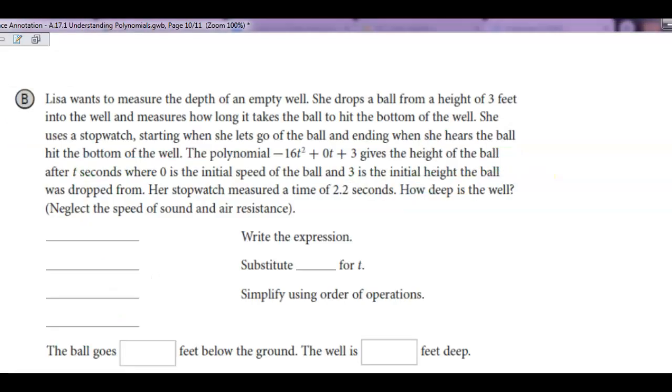Okay, Lisa wants to measure the depth of an emptied well. She drops a ball from the height of 3 feet into the well and measures how long it would take the ball to hit the bottom of the well. She uses a stopwatch, starting when she let go of the ball and ending when she hears the ball hit the bottom of the well.